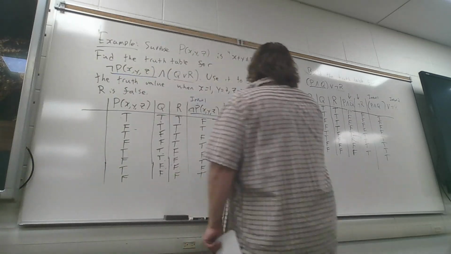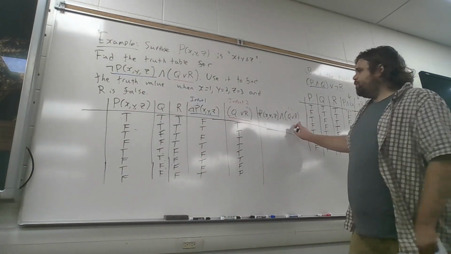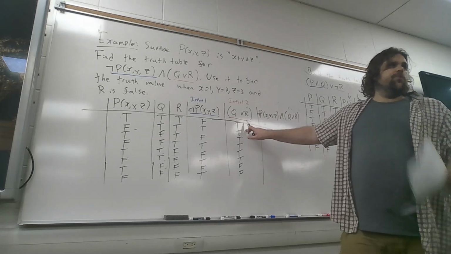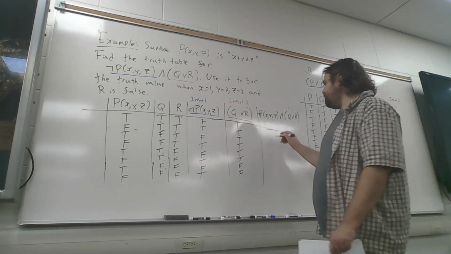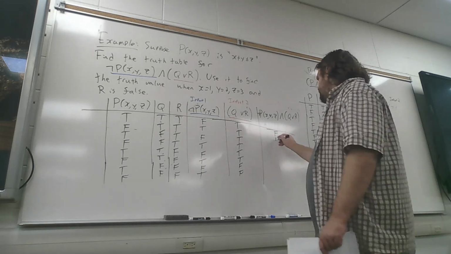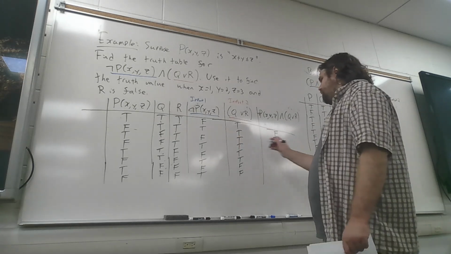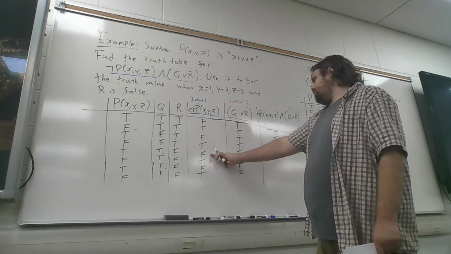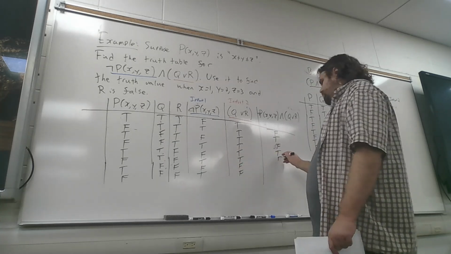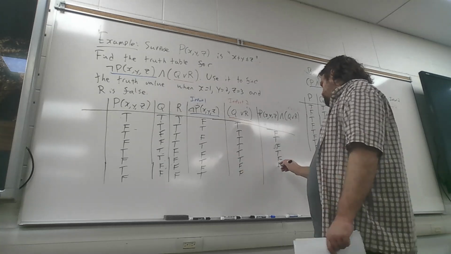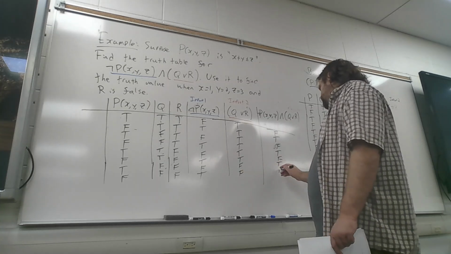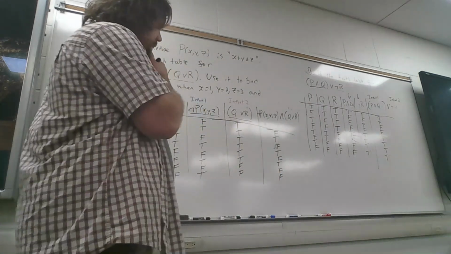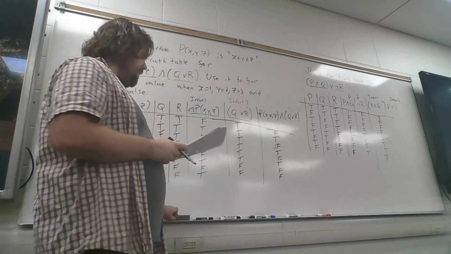Okay, now it's input 1 and input 2. So we just take these two things, and so long as they're both true, we write down true. Otherwise, we write down false. F, T, F, T, F, T, F, F. Okay, so that's our truth table.